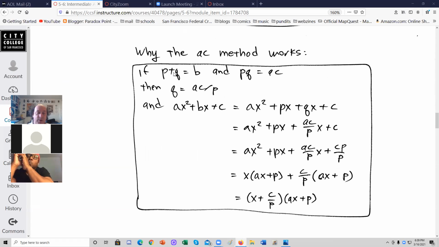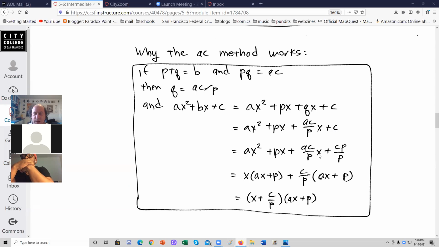If you have two numbers p and q which add to b and multiply to ac, then let's write q as ac divided by p. That follows from this. Then ax squared plus bx plus c, we write the bx as px plus qx. Ax squared plus px plus qx plus c. The qx we write as ac over p times x, plus c, ax squared plus px. Now I'm going to do a little tricky work. Write the c as cp divided by p. Then things happen because ax squared plus px has a common factor of x, out it comes, times ax plus p.